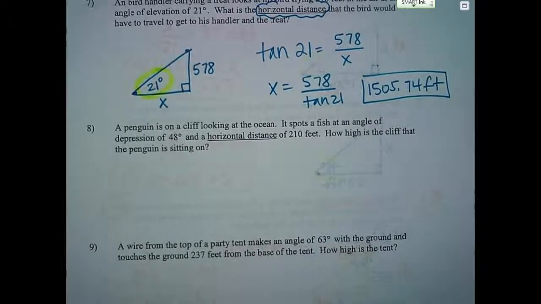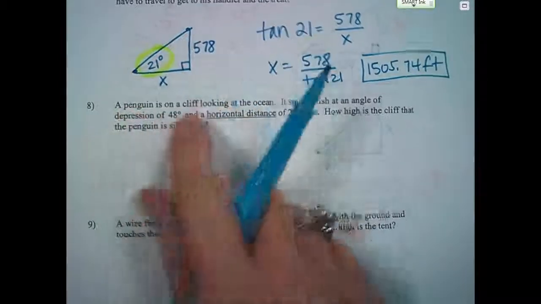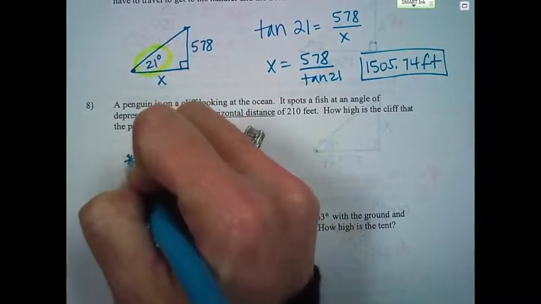Now, I'm going to pause the video again, and I'm going to let you all try to set up number 8. It's another one of the harder ones, the angle of depression. So a penguin's on a cliff, so draw your cliff, and here's your penguin up here.